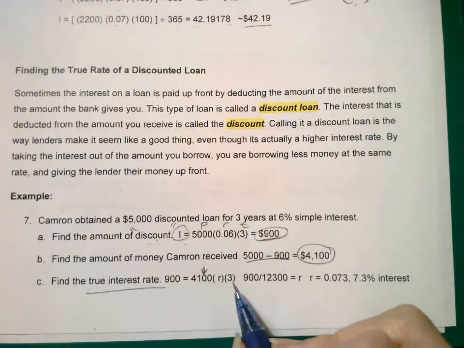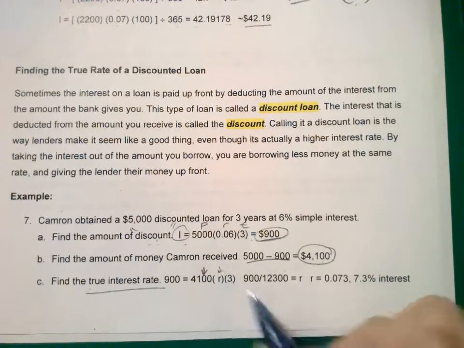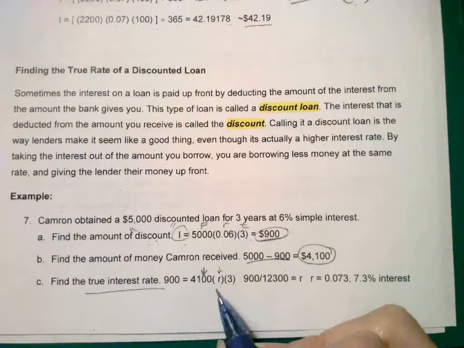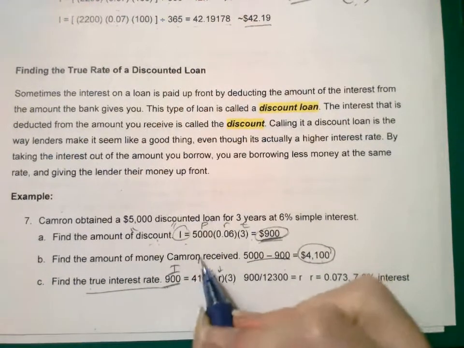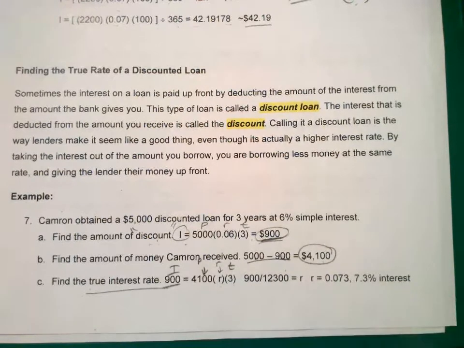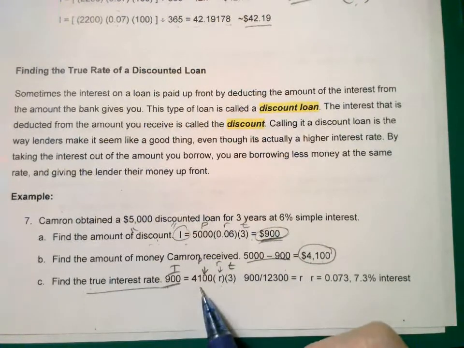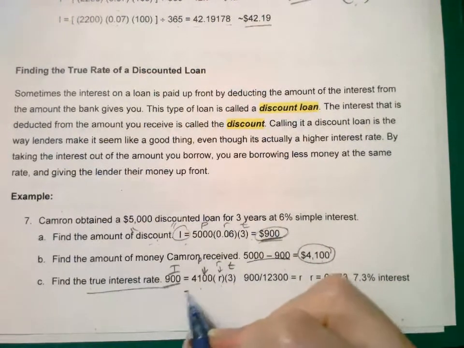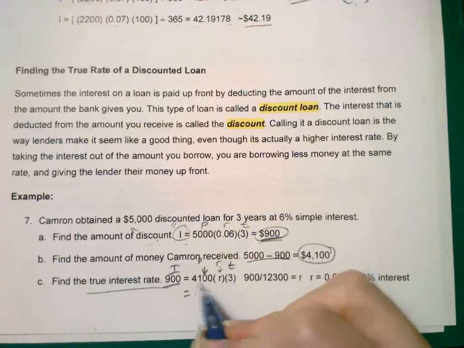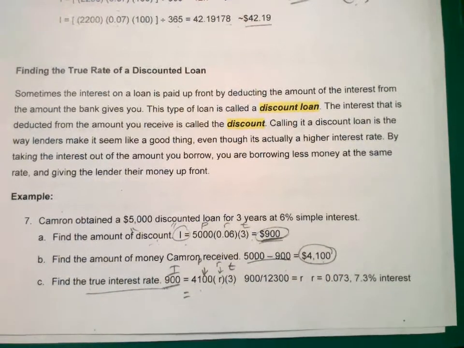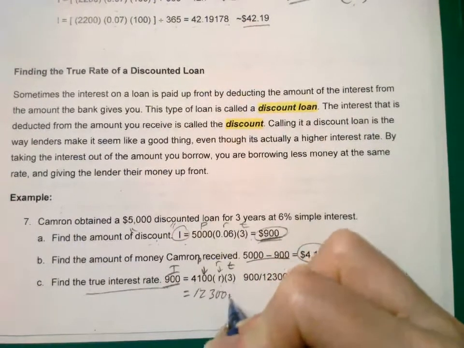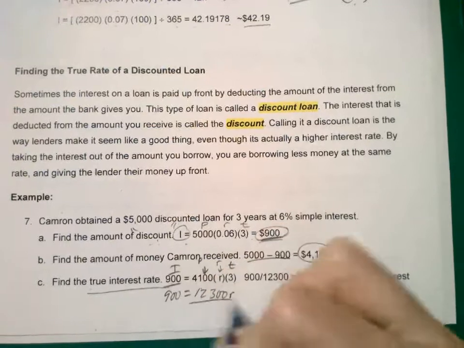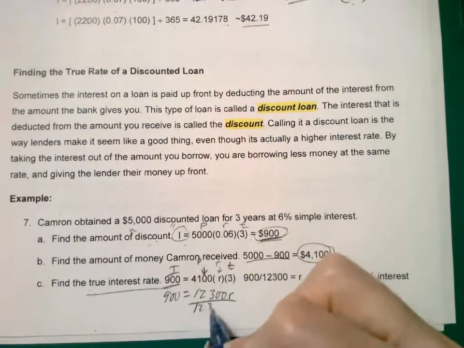rate times 3. So if we're looking for a new rate, and this is the interest, right? Just go ahead and plug the I in. This is P, this is R, this is T. With the new principal, multiply the 4,100 times, hold on, 4,100 times 3 is 12,300R, and then divide both sides.